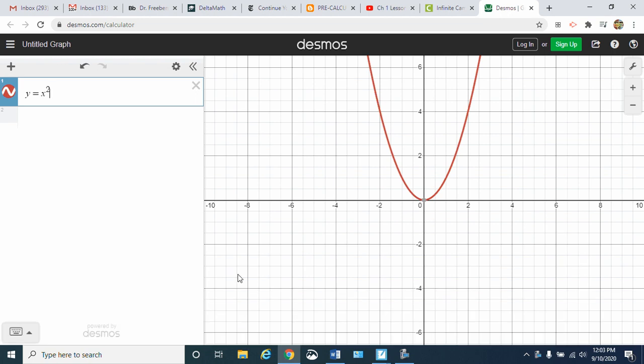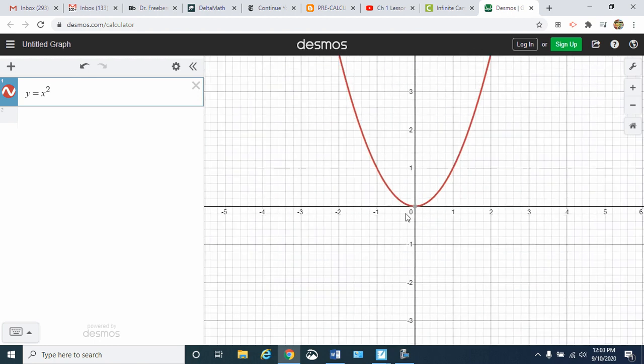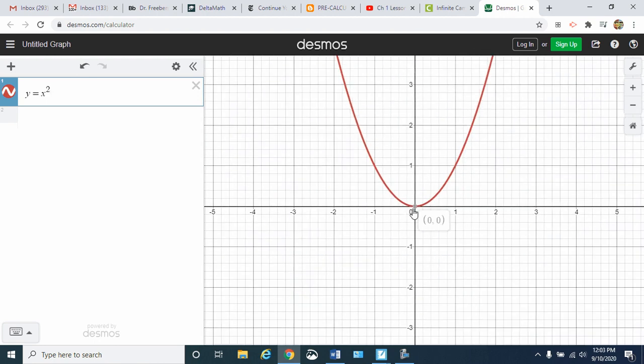We notice that the vertex is at (0, 0), and that the pattern is over 1, up 1, over 2, up 4, right? On either side. I know it looks like we're going, let's see if I can make it 1. There we go. Then we can see our pattern better. Over 1, up 1 on either side, over 2, up 4 on either side.